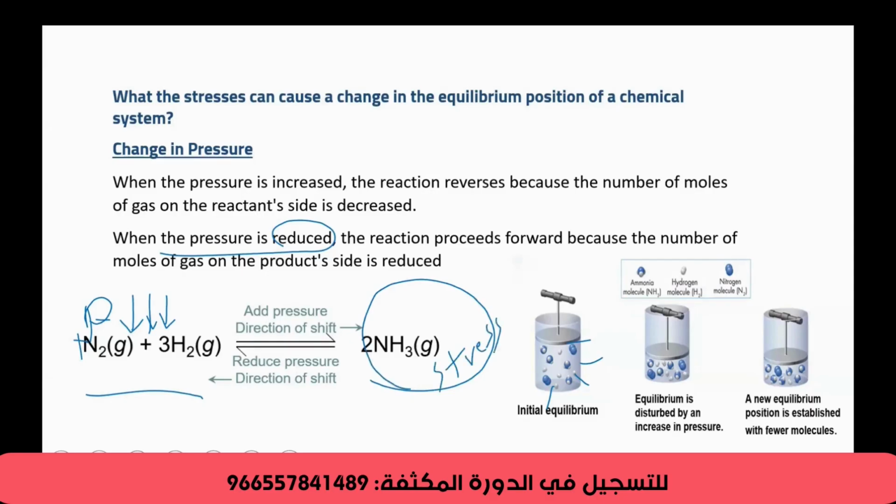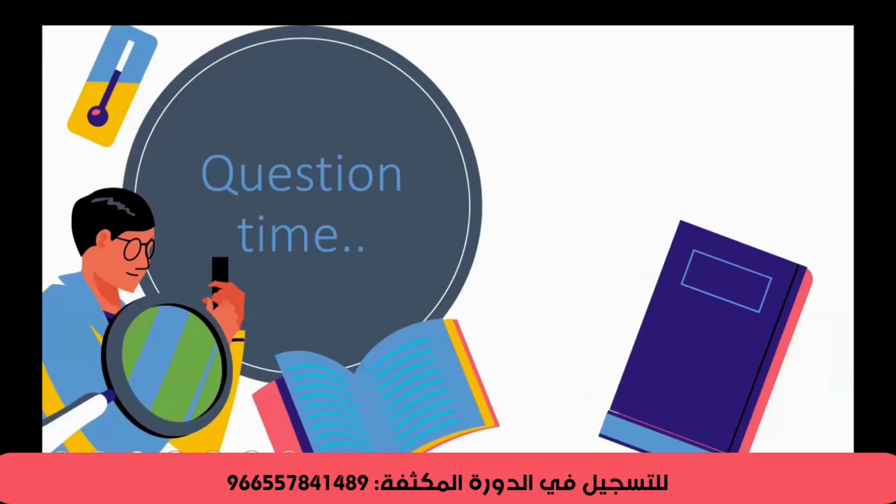So what will the system do? They will go to the reverse. Why? To relieve the stress. Yes, backward or reverse. So the reactants will be less. Okay, to relieve the stress, the reaction will go backward. No catalyst, no effect.